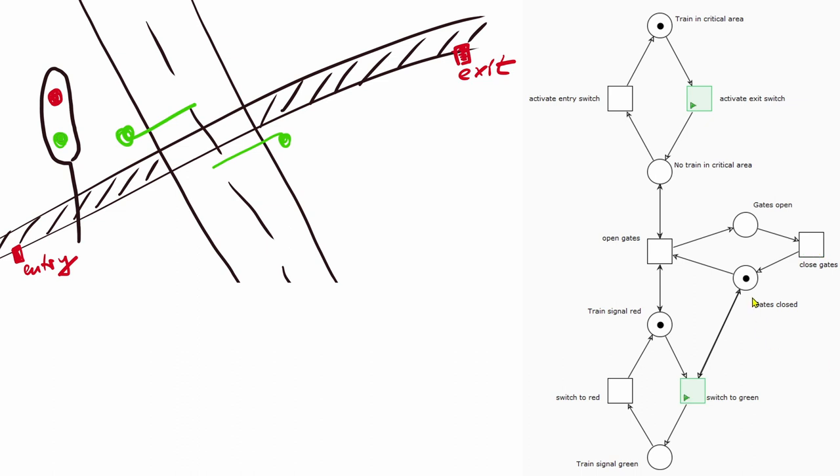And only when the gates are closed, the train signal can switch to green. And then the train passes and activates the exit switch. And then the light for the train has to switch to red again. And only then can the gates open again.